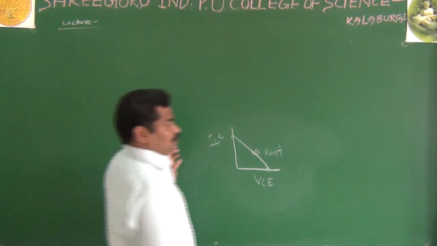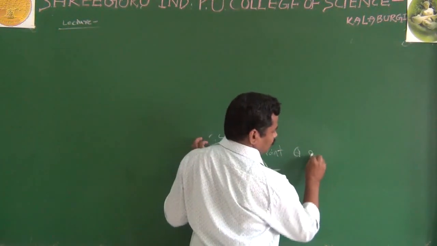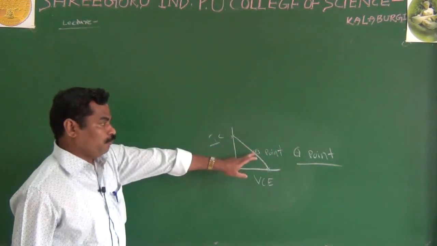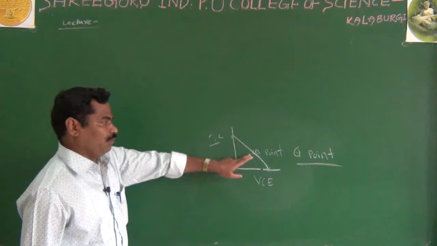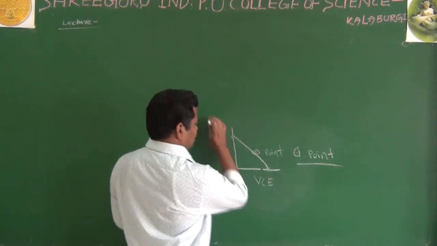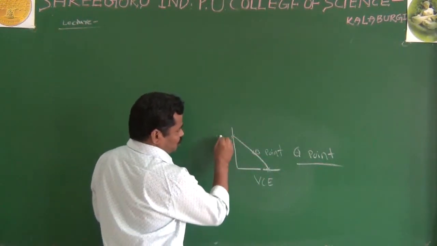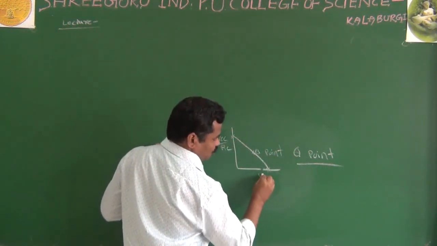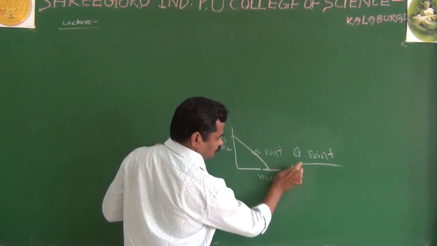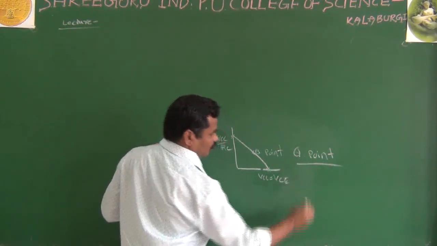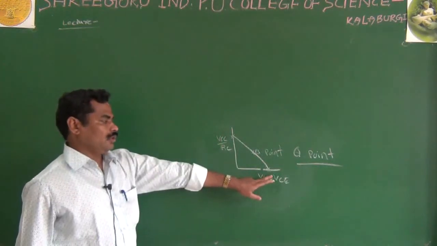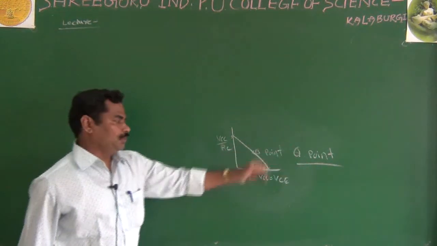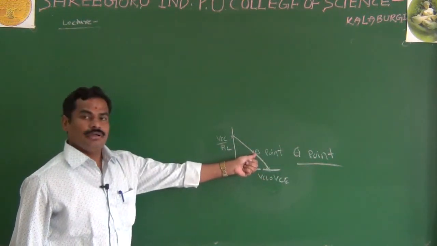What is Q point? Very simple. The Q point is nothing but a point on the DC load line, because you already know this is nothing but your VCC by RC, and this is nothing but your VCC equal to VCE. It means this is your cutoff point, this is your saturation point. And what is called the Q point? Nothing but a point on the DC load line.